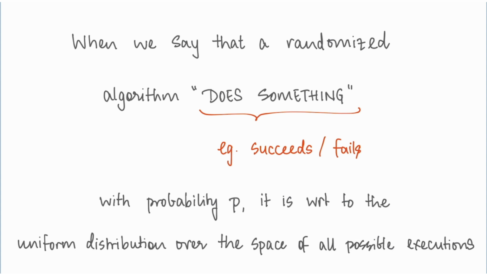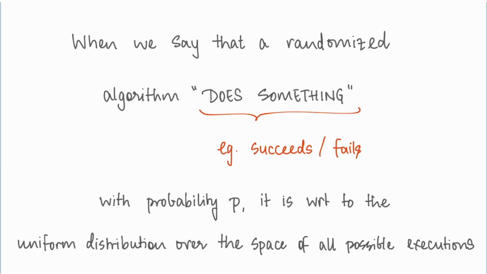But the point of this discussion here is just to emphasize that all of these events are being spoken of in the context of the sample space that we described earlier, which is all possible runs of the algorithm given the set of random bits that it's going to be flipping through its course. So that's the context in which all of these probabilistic statements are being made.